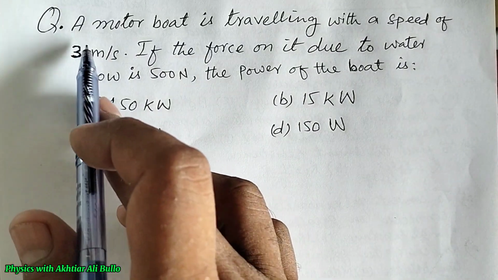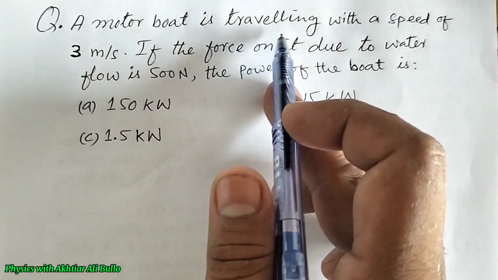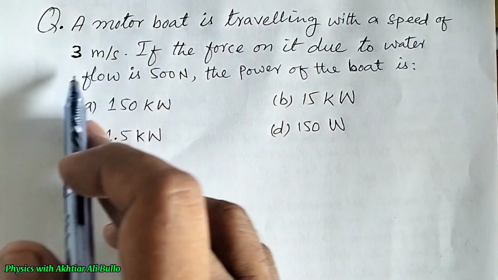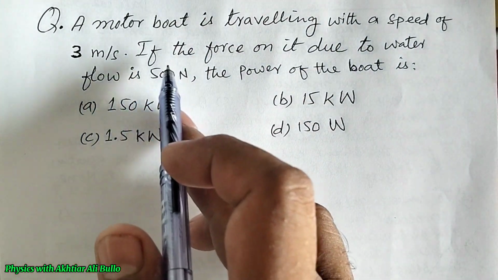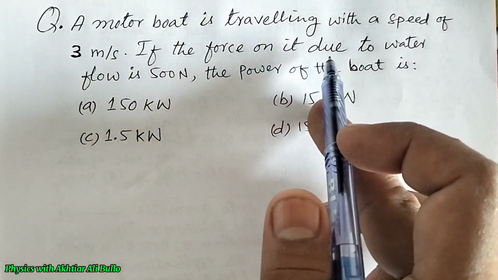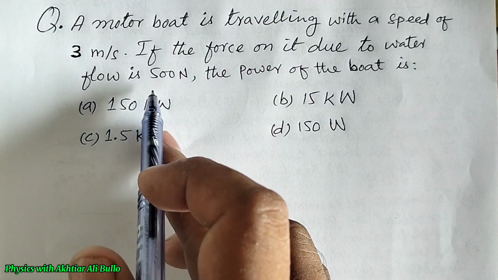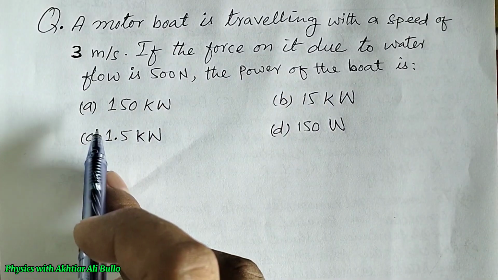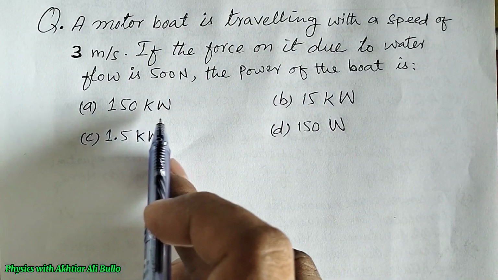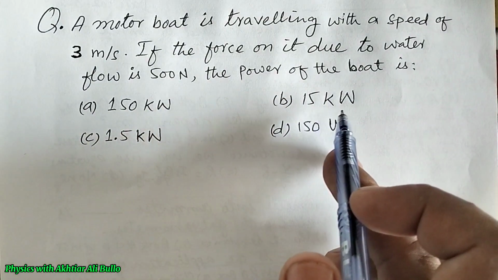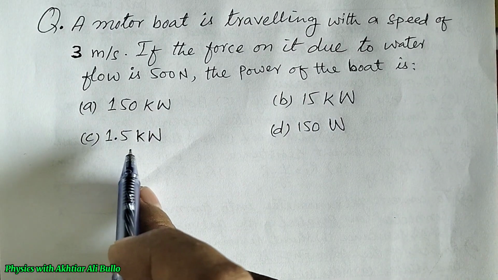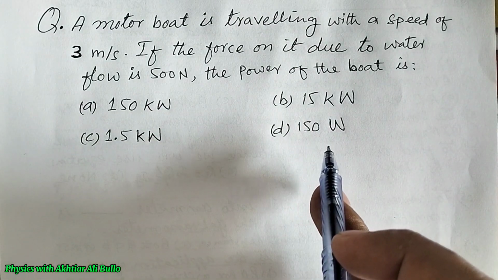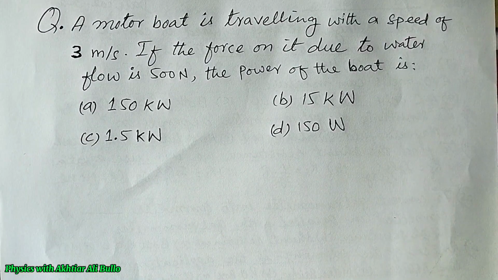The question is, a motorboat is traveling with a speed of 3 meter per second. If the force on it due to water flow is 500 Newton, the power of the boat is: A, 150 kilowatt; B, 15 kilowatt; C, 1.5 kilowatt; D, 150 watt.